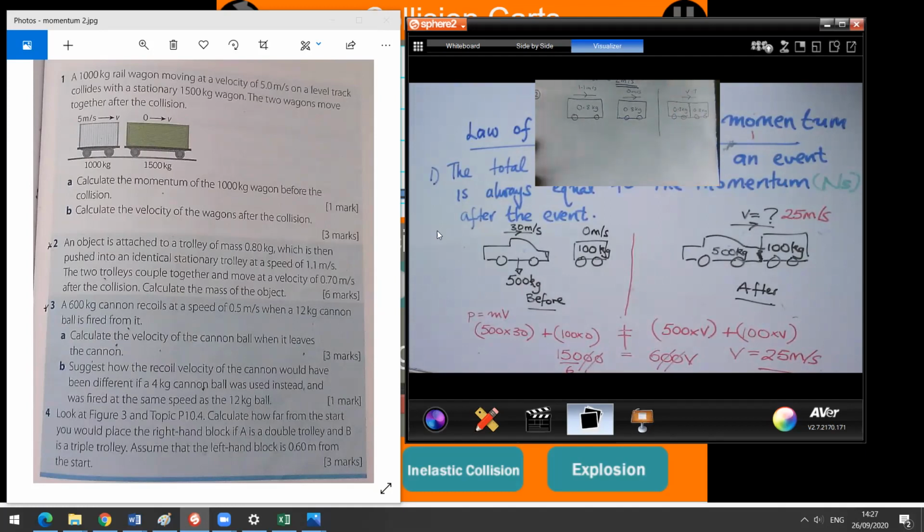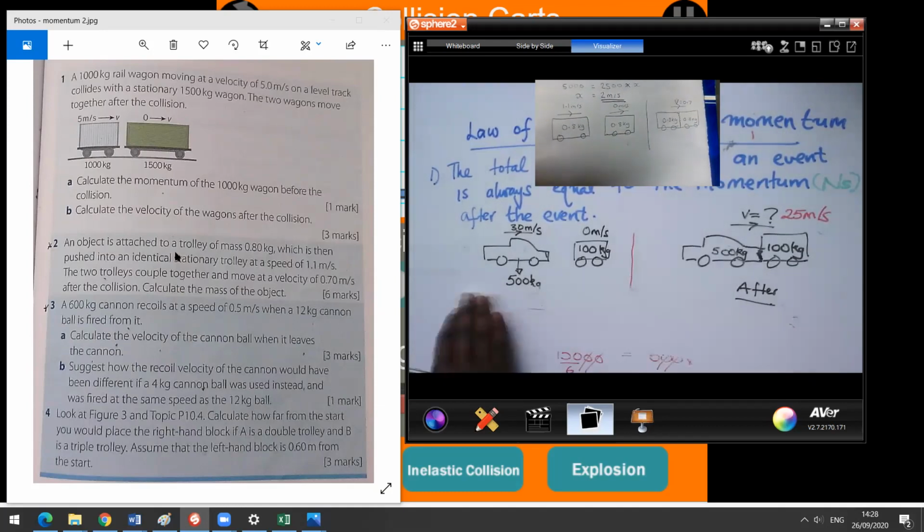They've given you that, I think, Jay. Oh yeah, sorry, I've just realised that. Yeah, they've given us 0.7, good. And then you've got to calculate the total mass. Not quite. So just read the question again. It says, an object is attached to a trolley with that given mass.